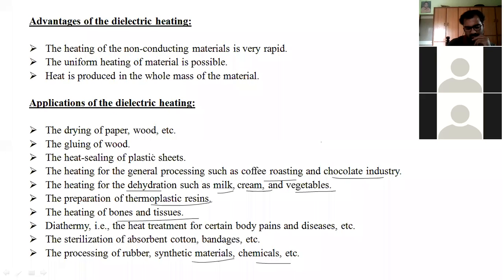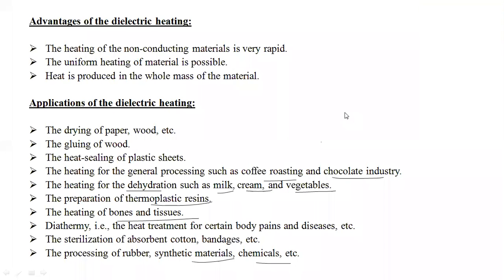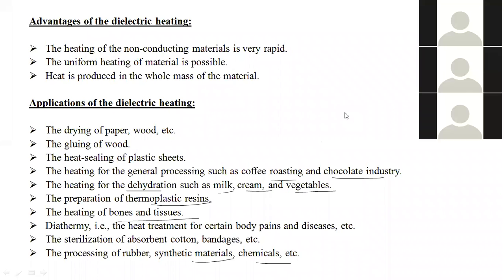So once again, I am just giving an outline regarding the heating methods. Okay, heating methods. Here the heating methods have been classified into two types, that is power frequency methods and high frequency methods. In the power frequency method, they have been subclassified into two types.